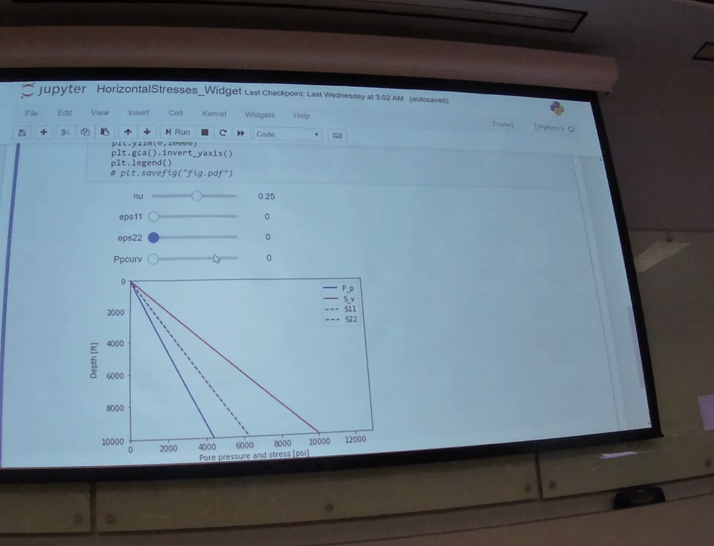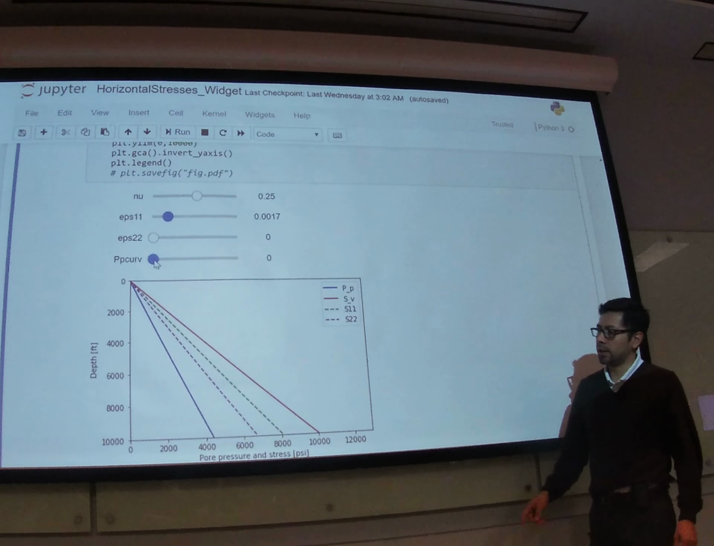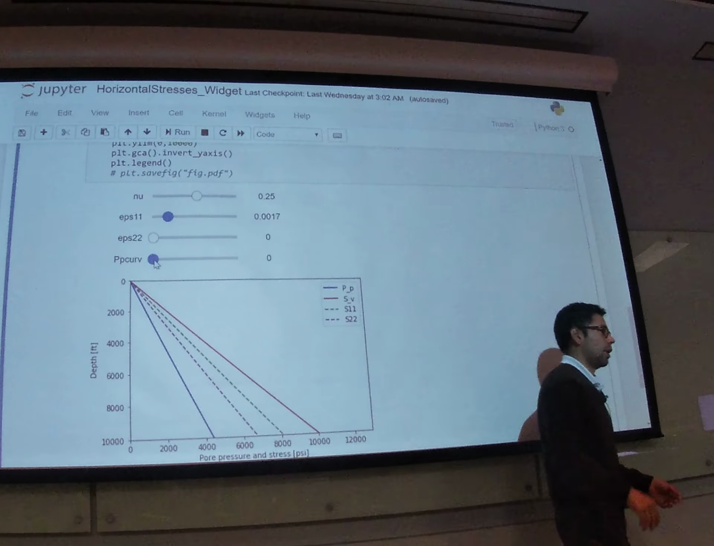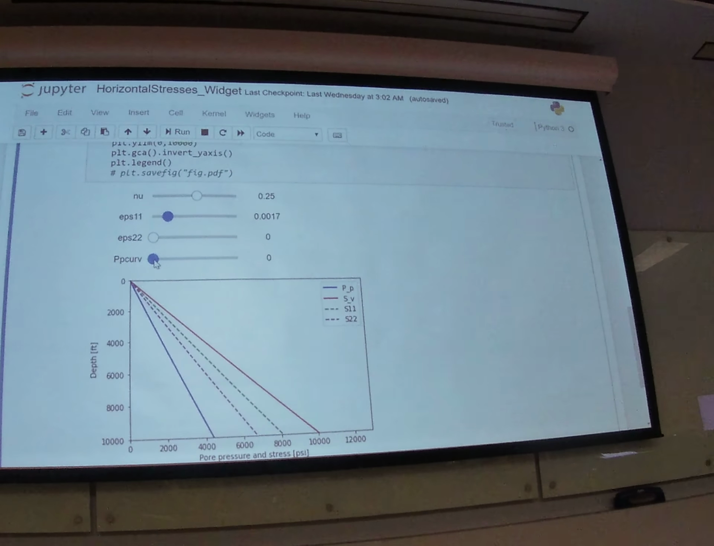Let me add one more thing. Let's say that we have some tectonic strain like that one, and now I'm going to change the pore pressure. We have seen before that pore pressure is not always hydrostatic. Sometimes it increases with depth because of several reasons. Remember that all these elastic equations, and also what we're going to see later on, equations that assume a failure of the earth crust, are based on effective stresses.